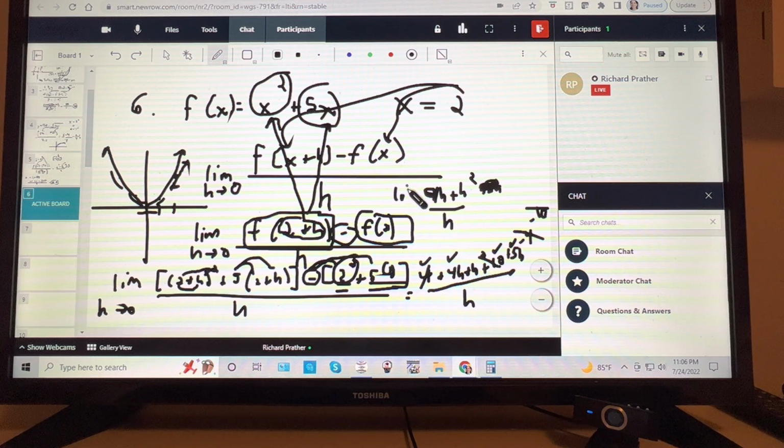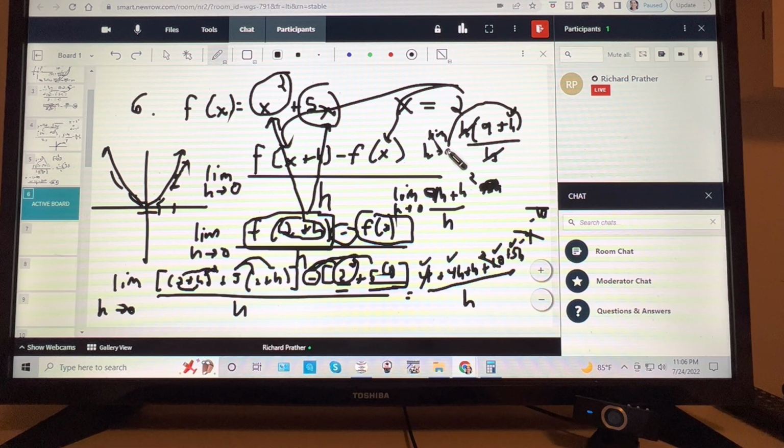And then I'm still stuck with this limit because I can't plug 0 in still to this point. But the numerator has a greatest common factor of h. So if I pull h out, and we had some problems like this yesterday, then you're left with 9 plus h. But that GCF h will cancel with the bottom. And now there's no issue plugging 0 in because it won't make the bottom 0.